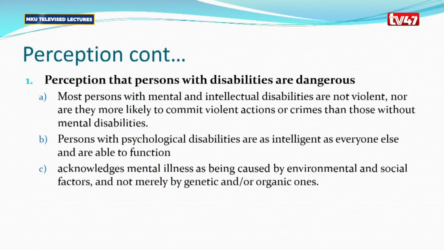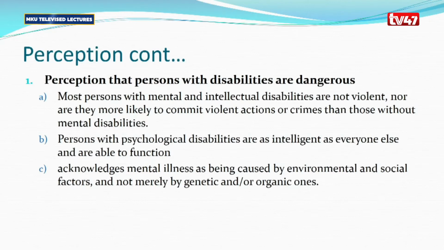Okay, B. Persons with psychological disabilities are as intelligent. It's just trying to say that persons with psychological disabilities are as intelligent as everyone else and are able to actually function. So what is the disability? Maybe that is good to zero in on before we make conclusions and before we have our own perceptions. Then we need also to acknowledge mental illness as being caused by environmental and social factors and not merely by genetic or organic ones.